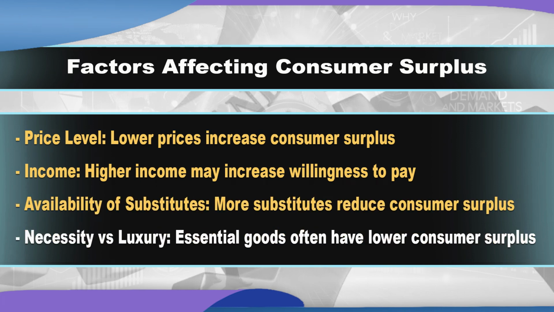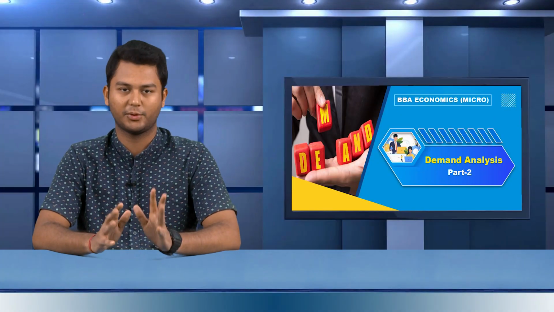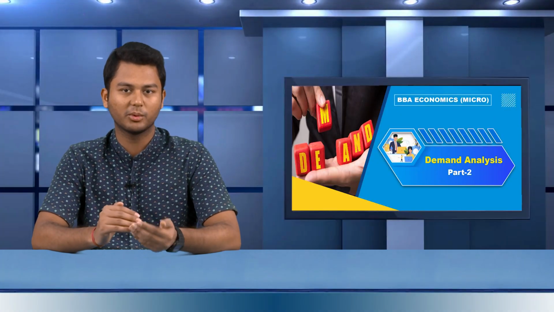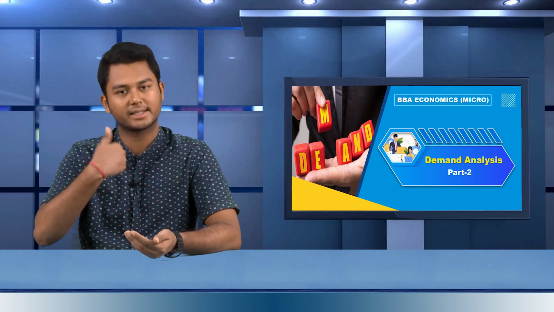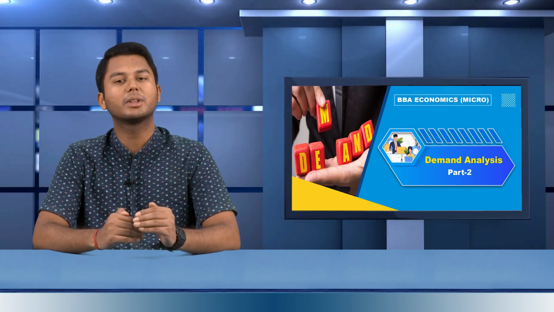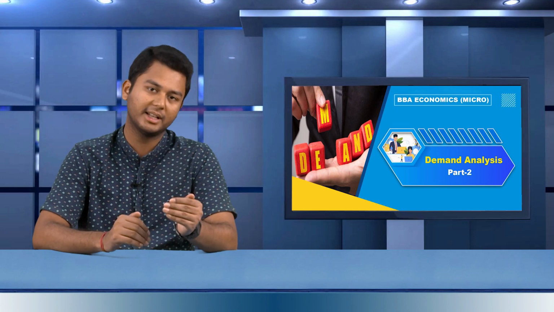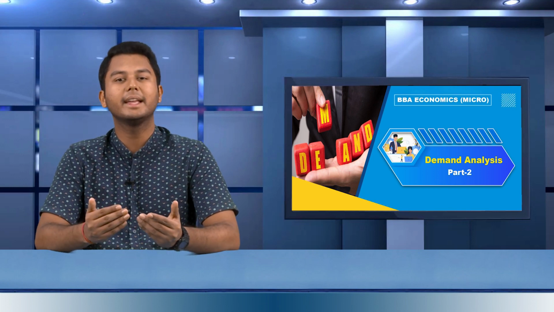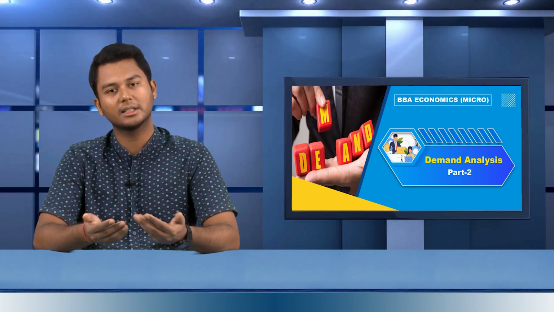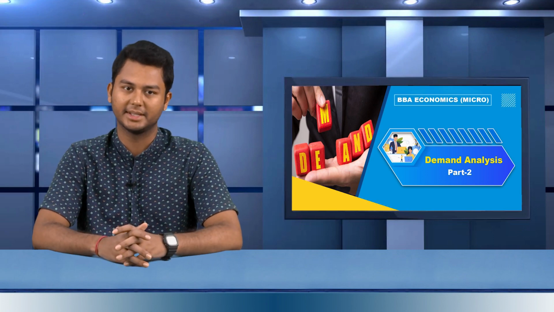Essential goods often have a lower consumer surplus because you are willing to pay a lower price for them, and the price that you get is usually not very low as compared to what you are willing to pay. So, the gap between the price that you are willing to pay and what you actually pay is very less. So, essential goods have a lower consumer surplus.